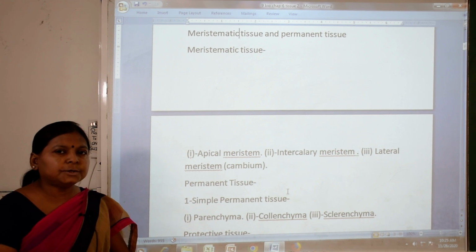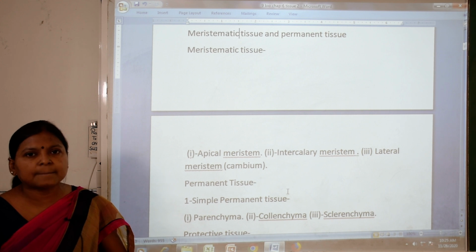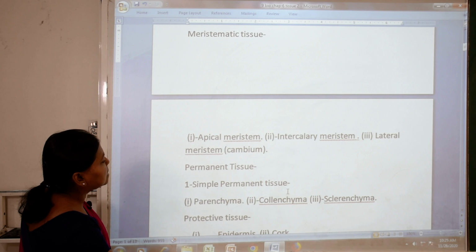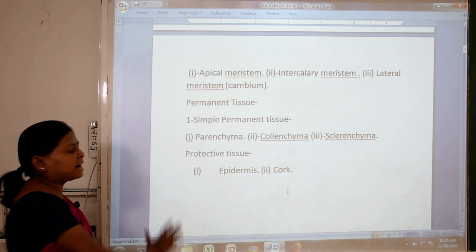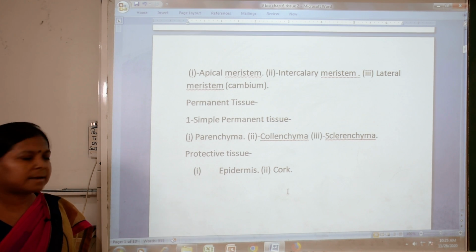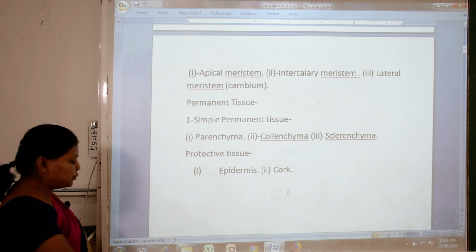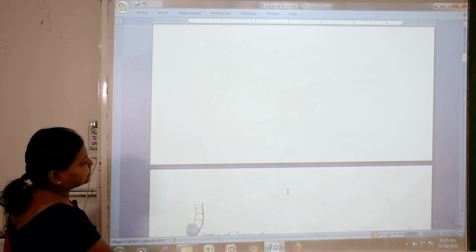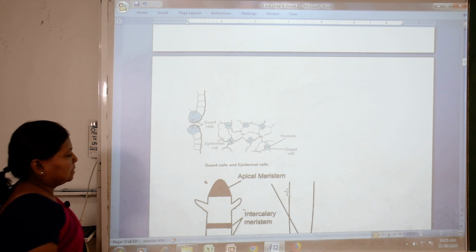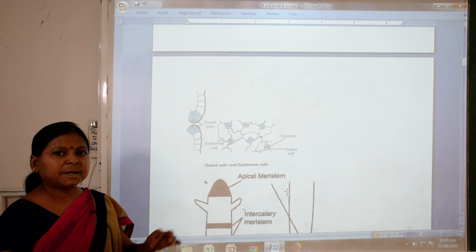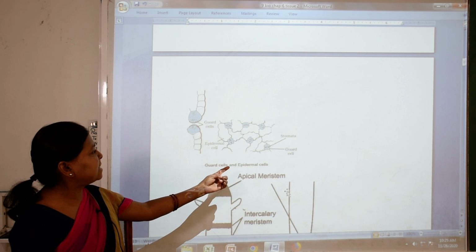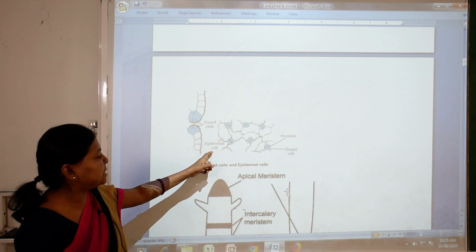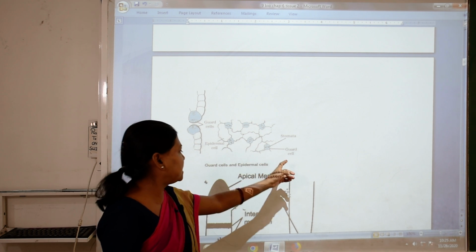Now permanent tissue is divided into two parts, simple permanent and complex. We already studied the simple permanent tissue: parenchyma, collenchyma and sclerenchyma, and then the protective tissues, epidermis and cork. Now you see the stomata diagram: guard cell and epidermal cell. These are called the guard cells, these are called epidermal cells, and this is the stoma.